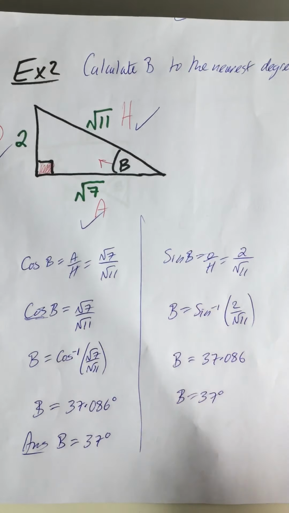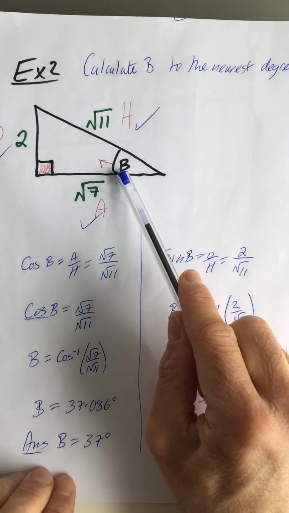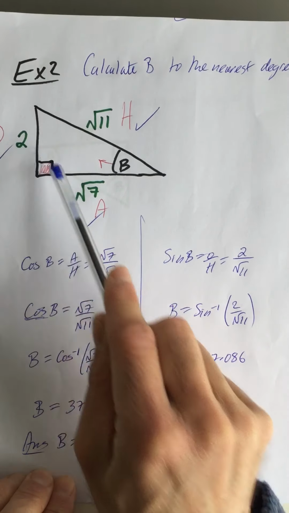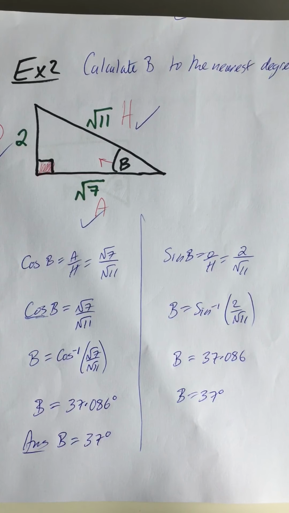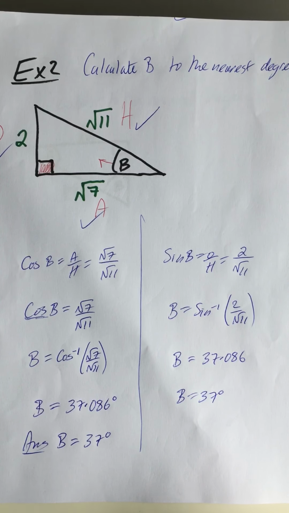If someone chose to use tan, I won't write it here, tan of B would be O over A, so it'd be 2 over root 7. And if you do that, it will also work out to be 37 degrees. You only need to pick one of the ratios. You don't need to do all three of them.